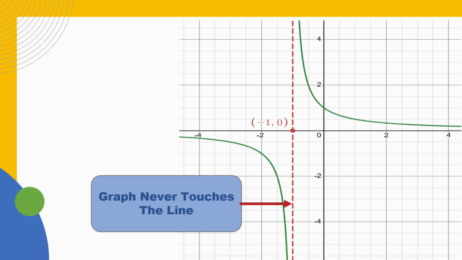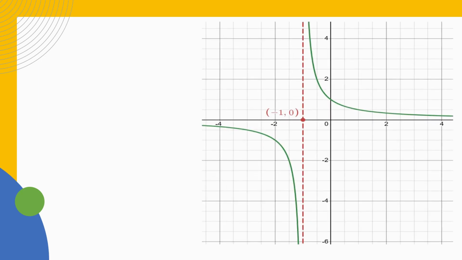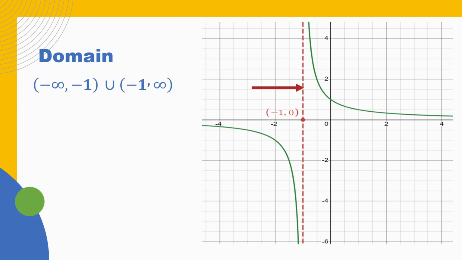If you look carefully at this graph, we have an asymptote at x = -1. So x = -1 should be removed from the domain. Since the graph never exists at x = -1, we remove it from the domain. So the domain is all real numbers except for -1.